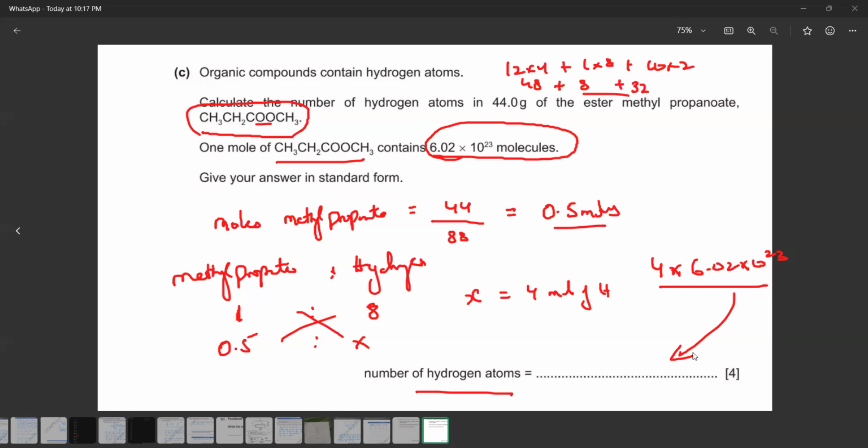So if there are 0.5 moles, this should give X hydrogen moles. It means it will give 4 hydrogen moles. And from moles of hydrogen, we just multiplied by Avogadro's constant. We got the number of hydrogen atoms. Is it clear? Yes, sir.